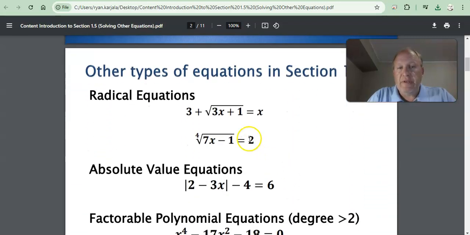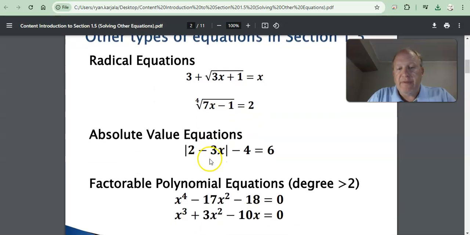So here are your types of equations. You have radical equations, absolute values, and factorable equations with degree greater than 2. So this would be the index here, which is a 4. Typically, when we do quadratics, those are degree 2. These are degree 4, and this is degree 3, because the largest exponent is a 4 here, and it is a 3 here.